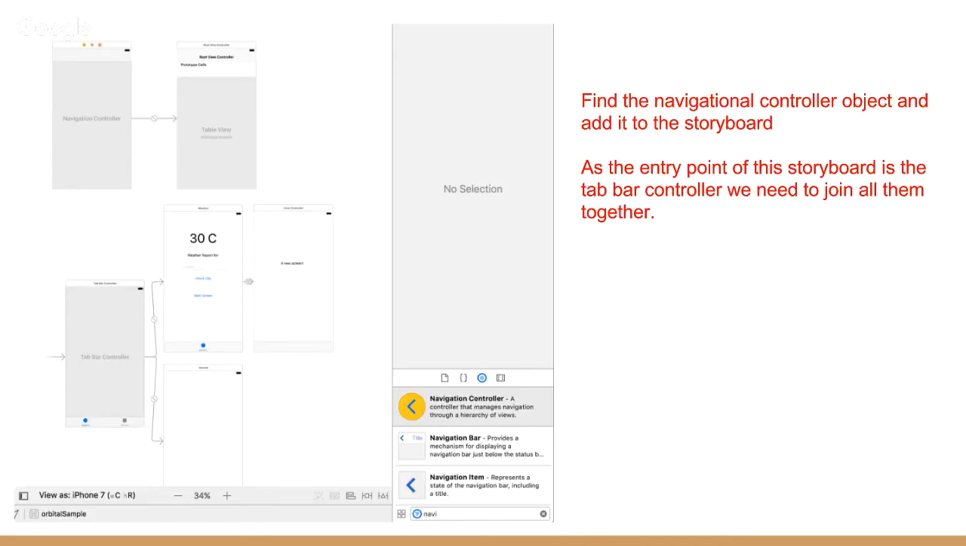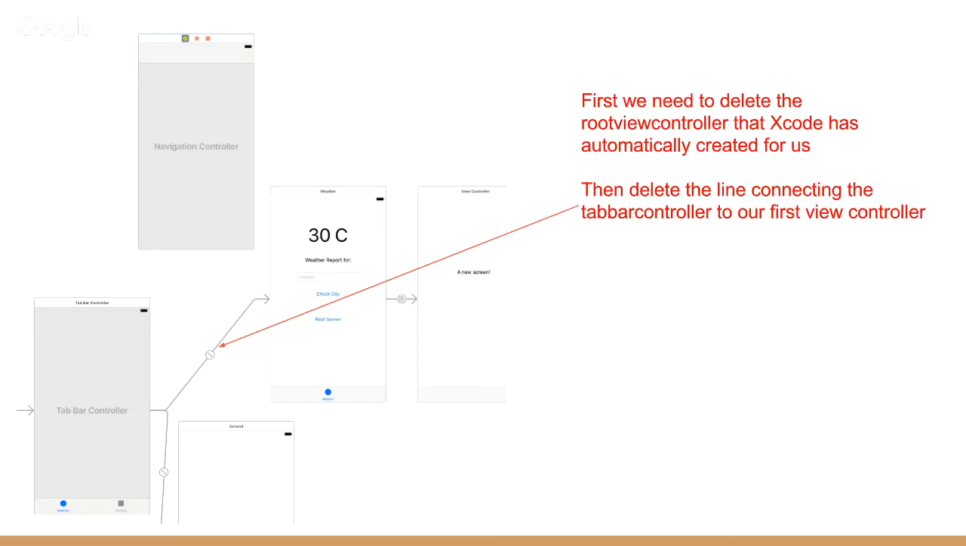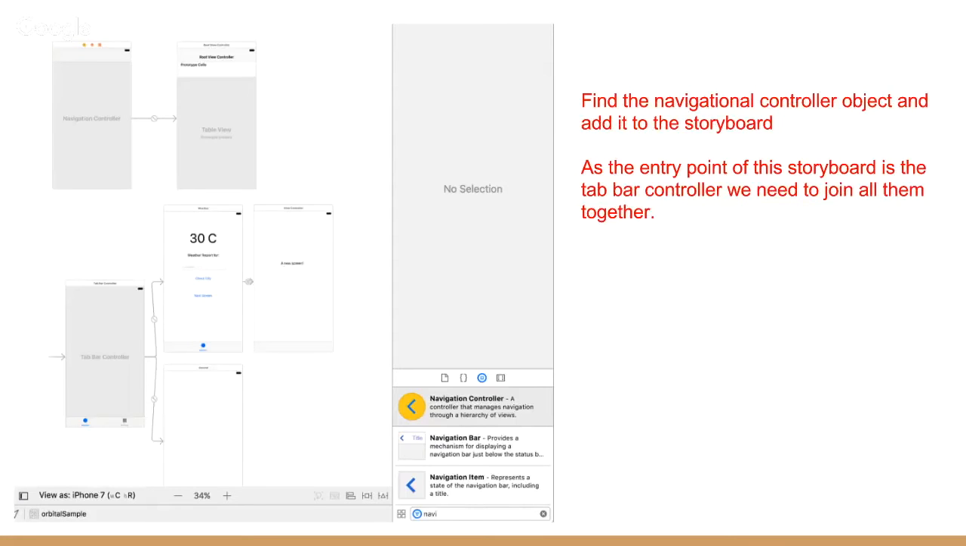You all understand? I just drag this in, and this should appear. Once that is done, first you delete this thing. You delete the table view that comes with it.